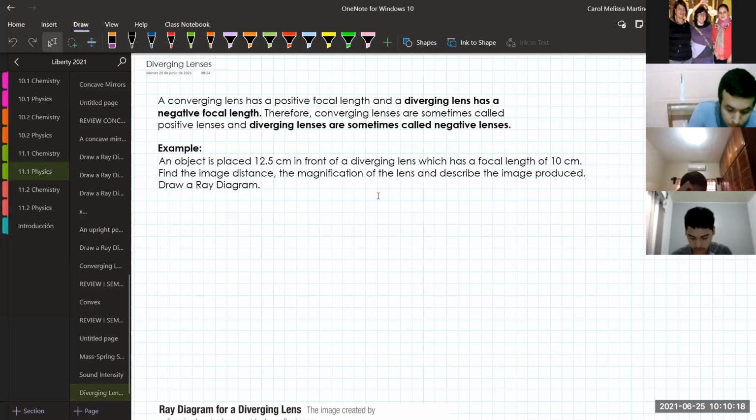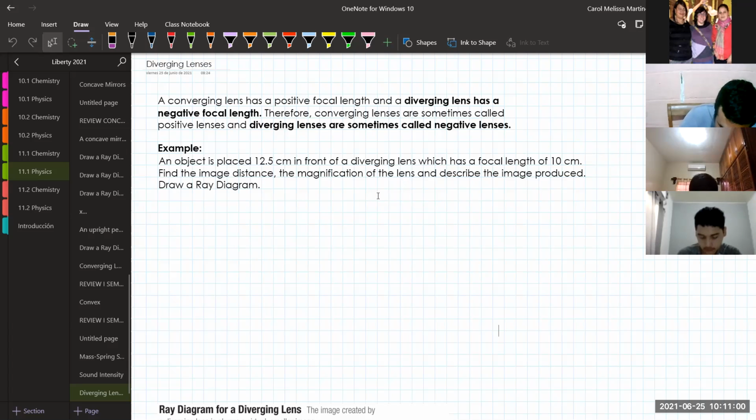Now, for this case, for diverging lens, we need to consider a few things. First of all, converging lenses, the last topic that we learned, have positive focal length. But here, diverging lens, has a negative focal length. So even if the problem doesn't tell you that the focal length is negative, you know that because it is a diverging lens, the focal length must be negative in the formula. That's why these kinds of lenses are sometimes called negative lenses, because the focal length is going to be negative.